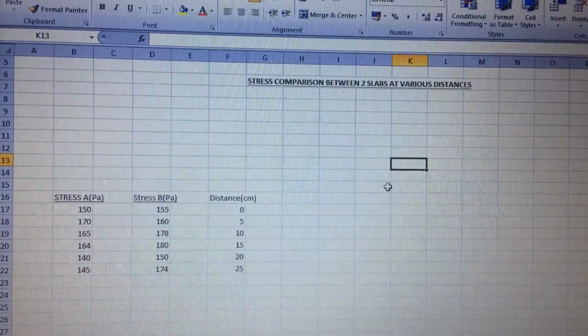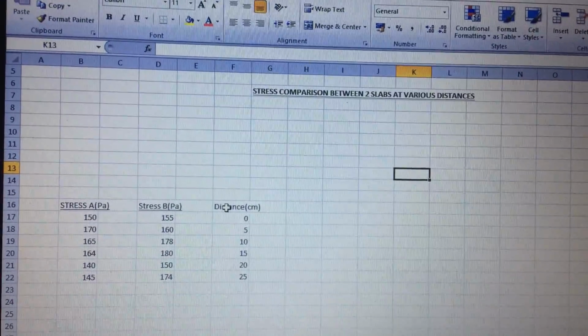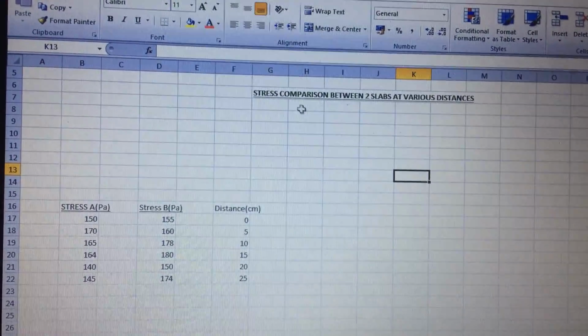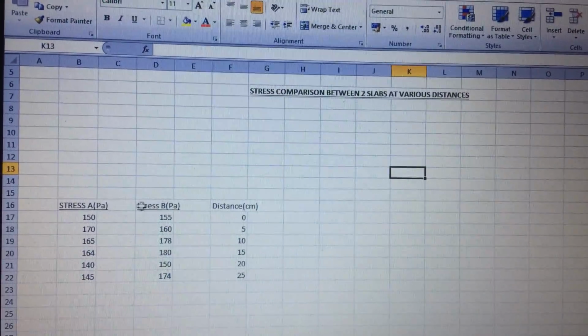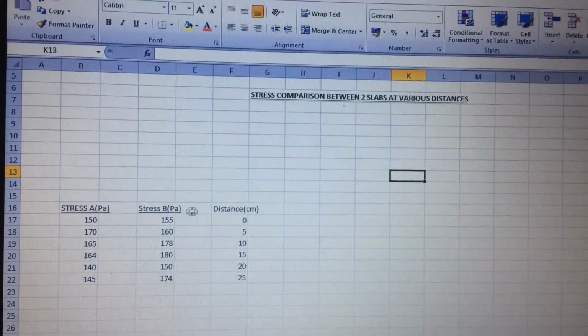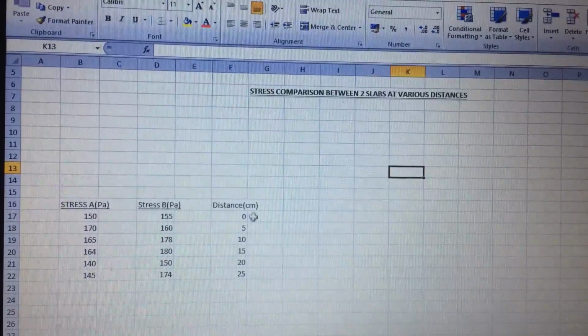Hi guys, today I am going to show you how to draw comparison graphs using Excel. So I am taking the example of stress comparison between two slabs at various distances. So this is for a body A, this is for a body B, and it's the distance. So the pressure and the corresponding distances are given.